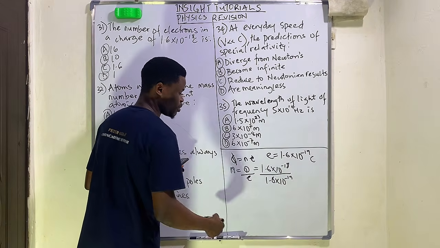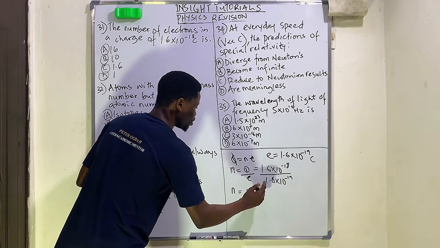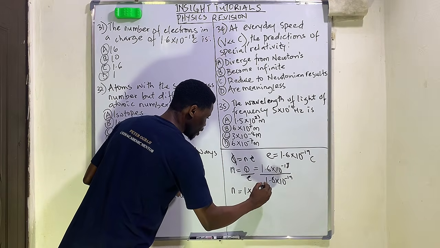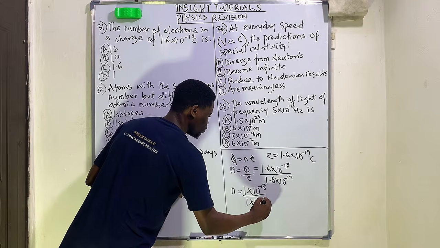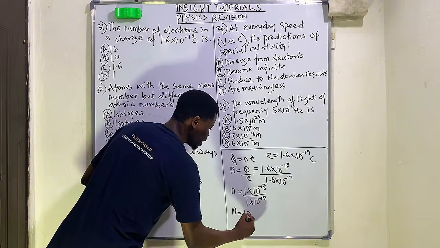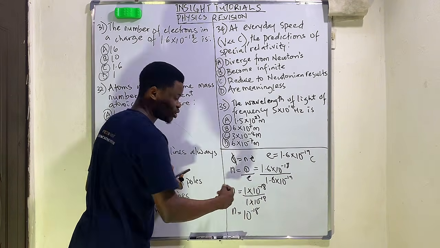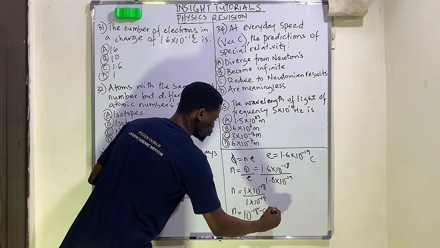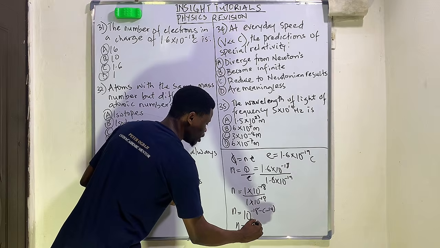Now 1.6 and 1.6 can cancel out. So n will be equal to 1 times 10 raised to the power of minus 18 over 1 times 10 raised to the power of minus 19. We just write 10 because 1 divided by 1 is still 1. So 10 to the power of minus 18, and according to the law of indices, if you're dividing, it's going to be minus, minus 19. All right. n is going to be 10 raised to the power of minus 18 minus minus 19.